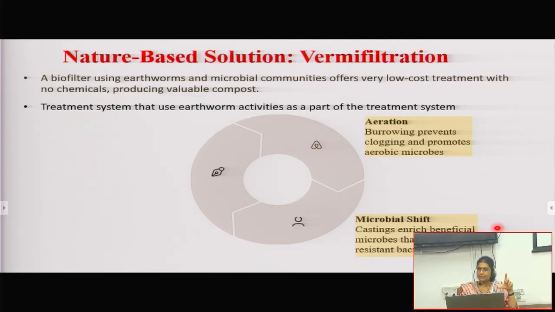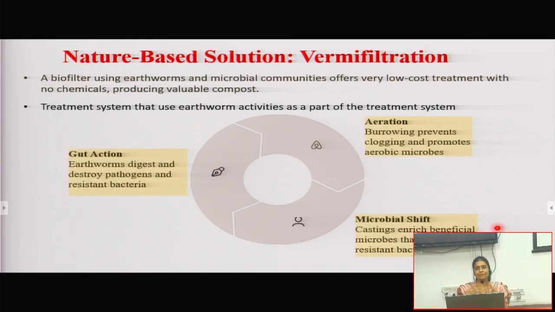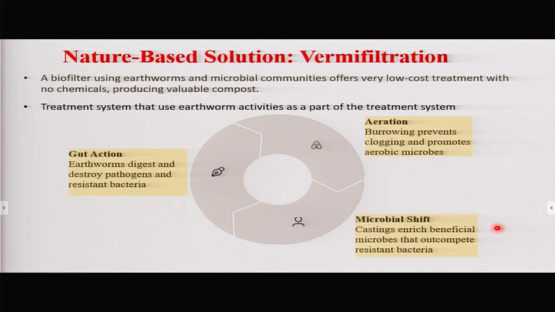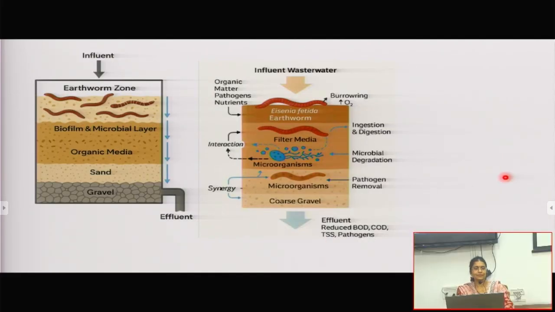So if you're having a filter bed in which there are no earthworms, or if you have a reference sample, a control sample, and you check the community structure of that vis-a-vis this one, you'll see that there is a complete shift of the microbes in this case. And also the gut action: the earthworms digest and destroy pathogens and the resistant bacteria. They are like parasites, and they themselves consume them. So it's okay, because we don't rely on using those earthworms for our food or dietary purposes. So this is how the whole filter looks.